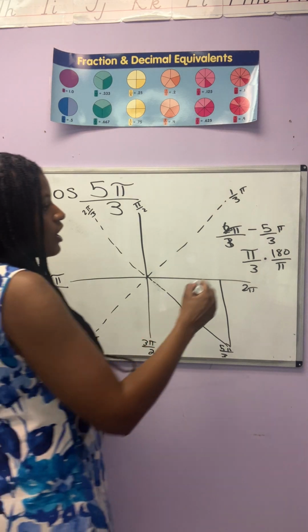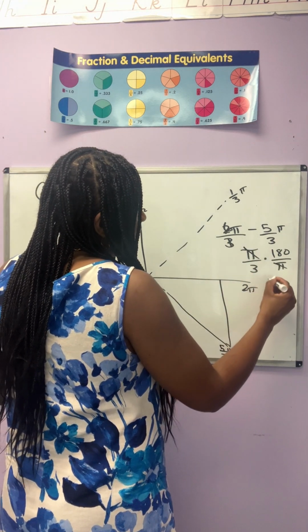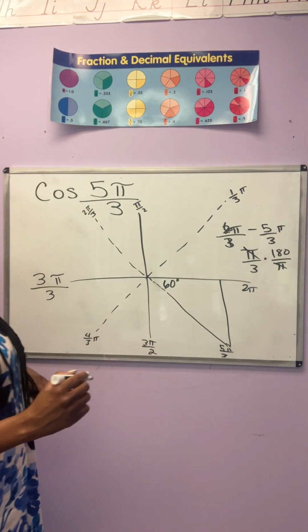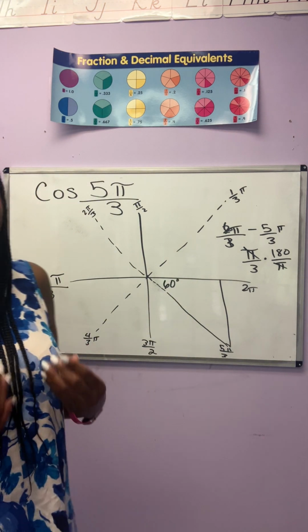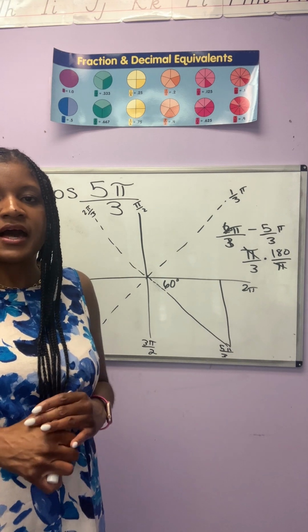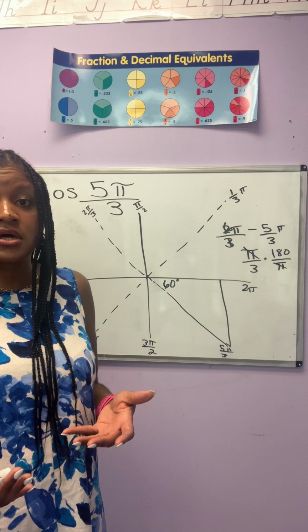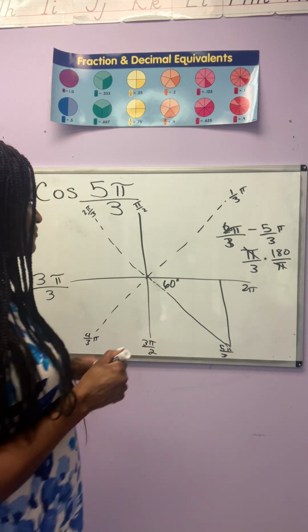So you can cross multiply here, and 180 over 3, and that's 60 degrees. So 1/3 pi is equivalent to 60 degrees. And I just do that. I don't use the 1/3 pi. I use 60 degrees because I have it better memorized in degrees.